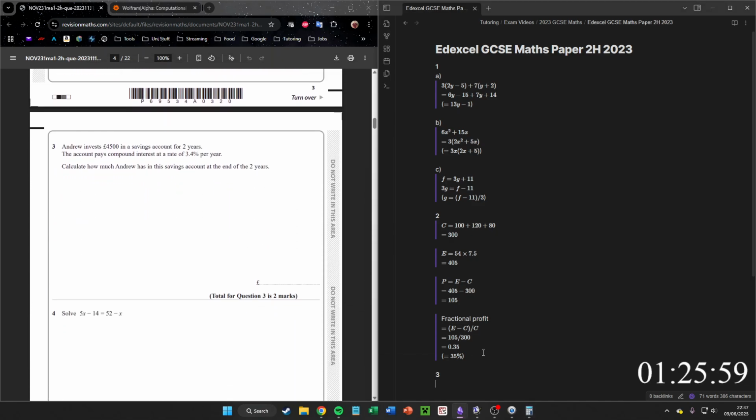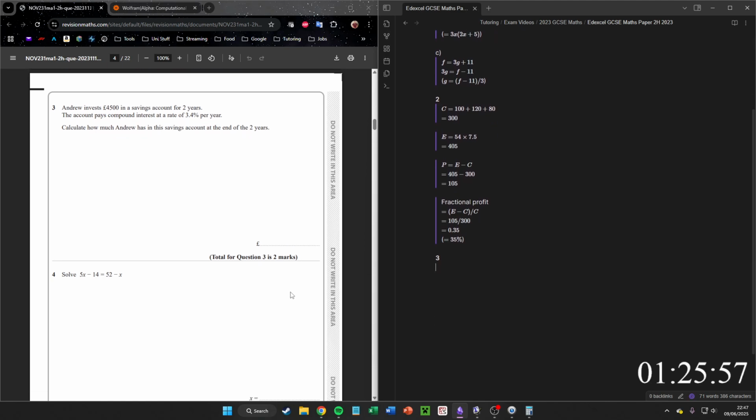Question 3. Andrew invests £4,500 in a savings account for 2 years. The account pays compound interest at a rate of 3.4% per year. Calculate how much Andrew has in his savings account at the end of 2 years. Very simple compound interest equation. Just like final equals initial times... I'll tell you what, I'll say something like S(t) for after t years.